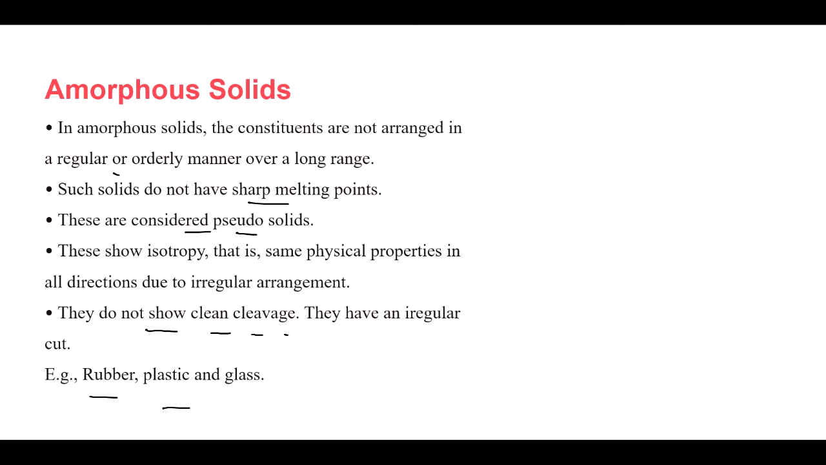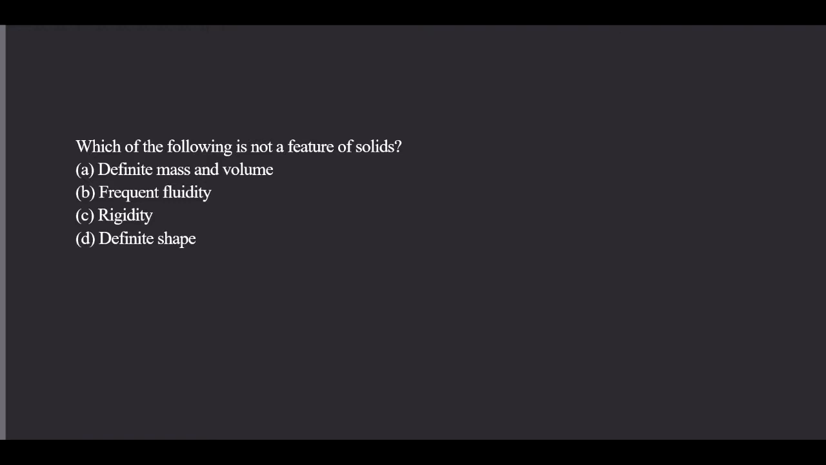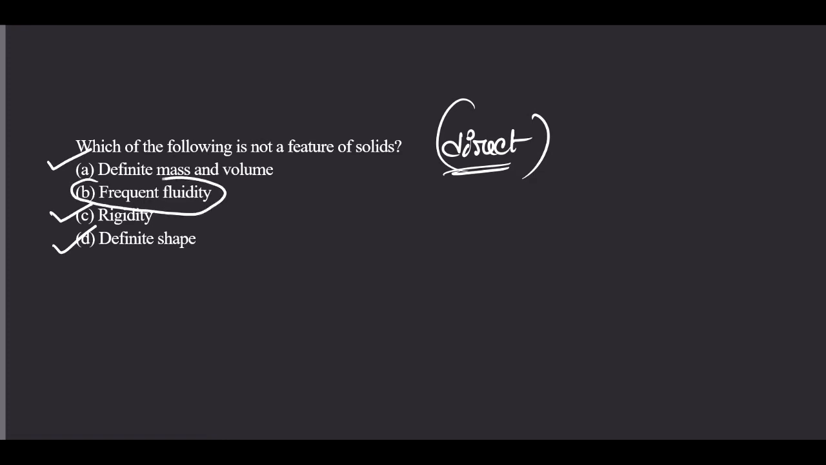Regarding that concept, let's see what questions may come. First question, which of the following is not a feature of solid? This one is a direct type of question. As we have seen in the specimen copy, there are some direct questions and indirect questions. Definite mass and volume is a feature of solid. Rigidity is a feature of solid. Definite shape is a feature of solid. So the answer here will be fluidity, which is not a feature of solid.